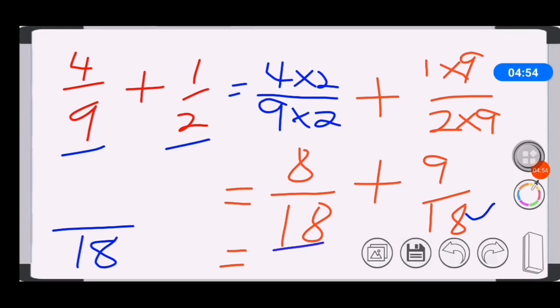So 8 plus 9 will now give us what? 17. And our answer is 17 over 18. I believe we got this right.